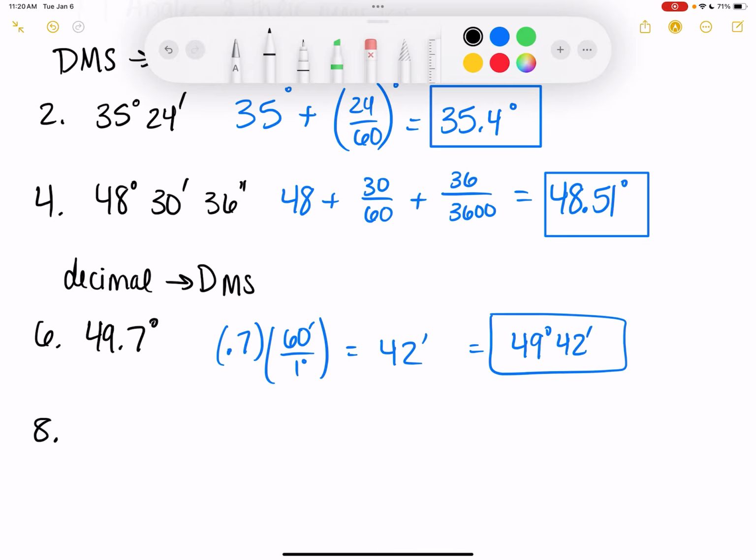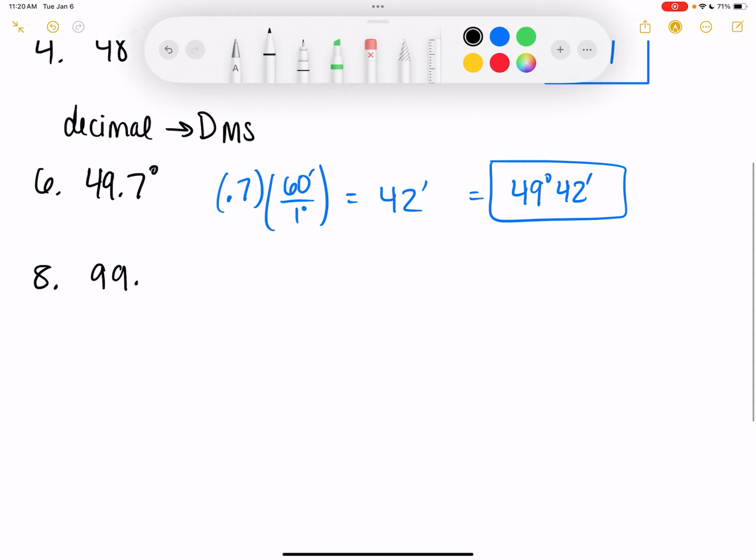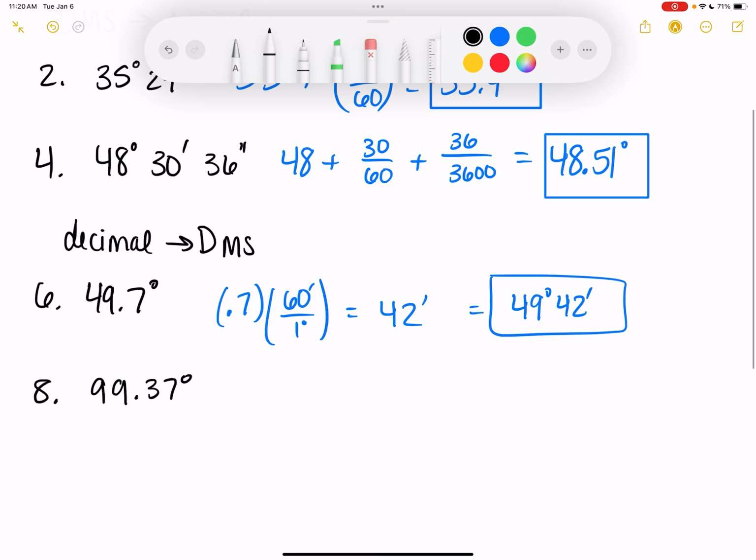Number 8, 99 point 37 degrees. So when we're doing one like this, we have to first convert to minutes. The 0.37 is going to be entirely multiplied by 60. So instead of me doing the first decimal is this and the second decimal is seconds, I do the whole thing. When I'm done finding how many minutes, if there's a decimal on the minutes, I take that decimal and use that to get seconds.